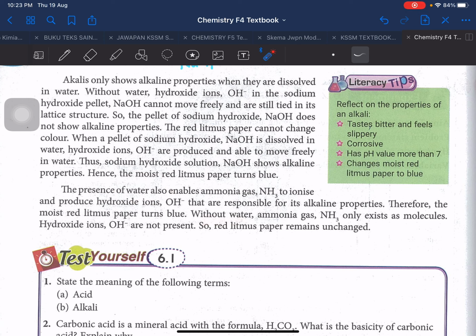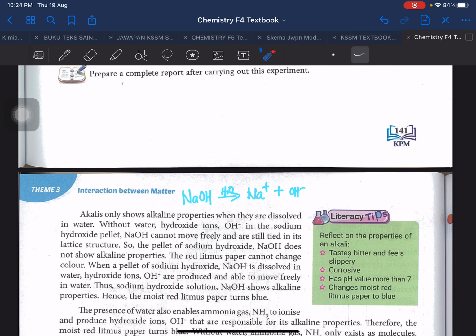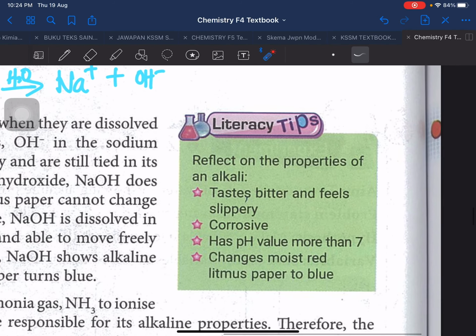Without water, ammonia gas only exists as molecules. If there is no water, it is still in molecular form. Are there ions in the molecule? No, there are no ions here in the molecule. Hydroxide ions are not present, so red litmus paper remains unchanged. So you understand the importance of the presence of water. I will attach a video, don't worry, in your Google Classroom instruction, and you can watch the video to enhance your understanding.